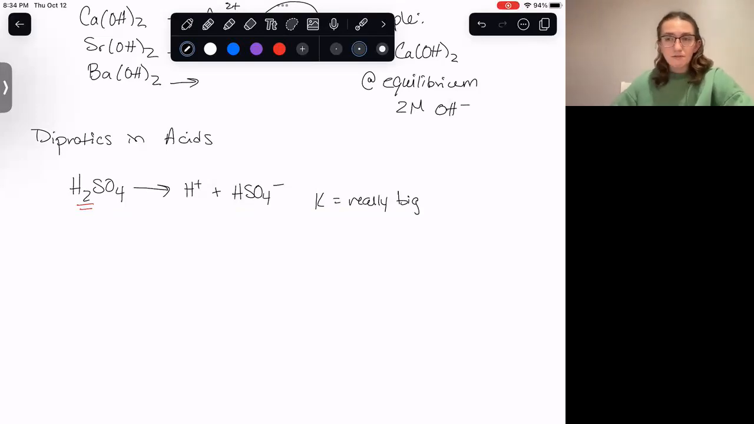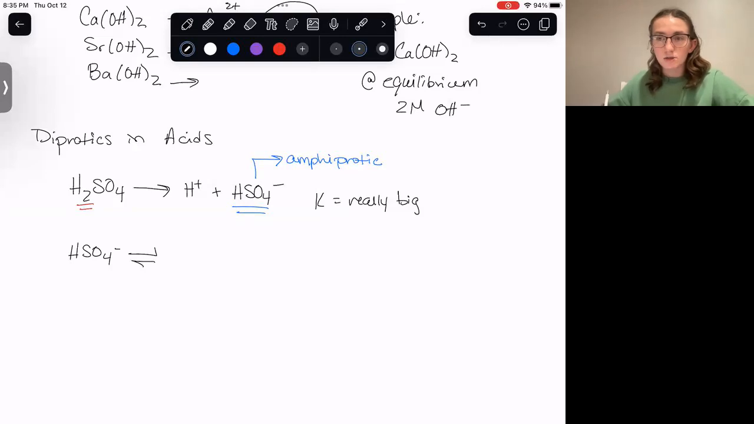What becomes amphiprotic is HSO4 minus, because it can either accept a proton or give up another proton. When HSO4 minus gives up another proton, this is when it causes an equilibrium. So you get H plus and SO4 2 minus.